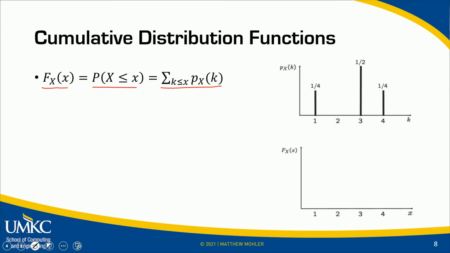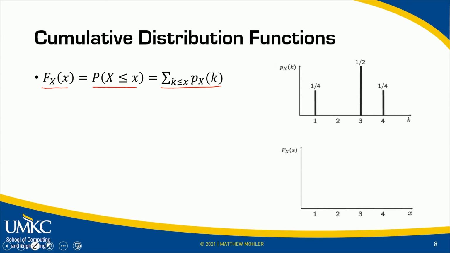But in this case, we're looking for the sum of all values of k, where k is less than or equal to the value of x that we've selected. And then we're going to sum our probability mass function, our PMF, of the random variable x for all of those k's.